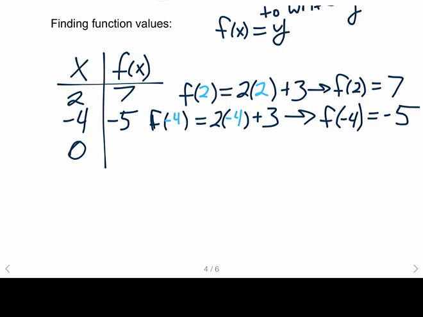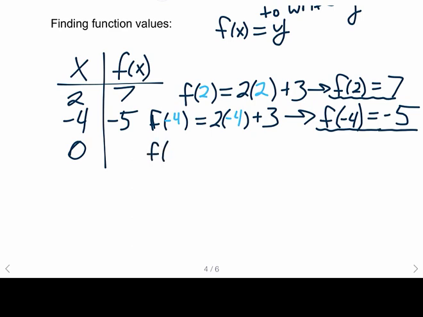Again, it's just like doing an xy table, except now when we write down, say, f of 2 is equal to 7 or f of -4 is equal to -5, it gives us a little bit more information. It tells us what y is for a particular x.